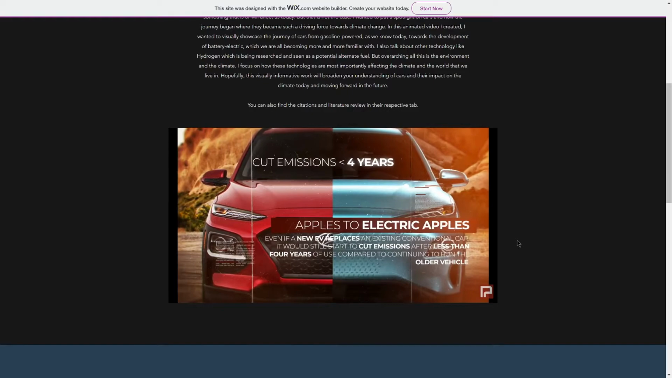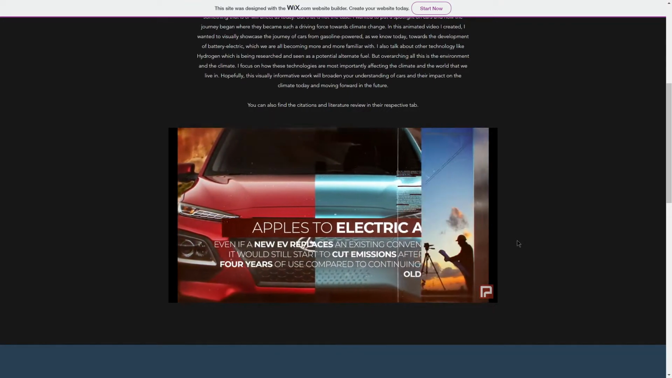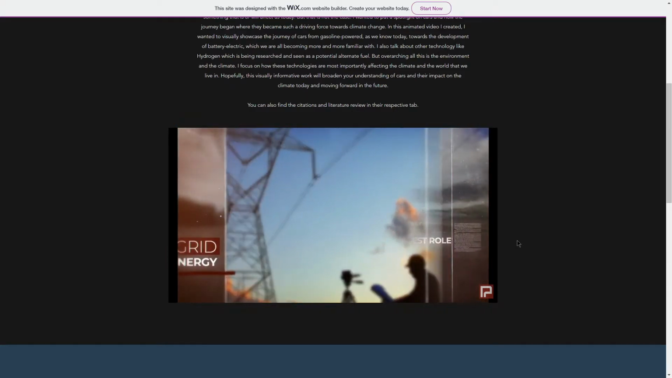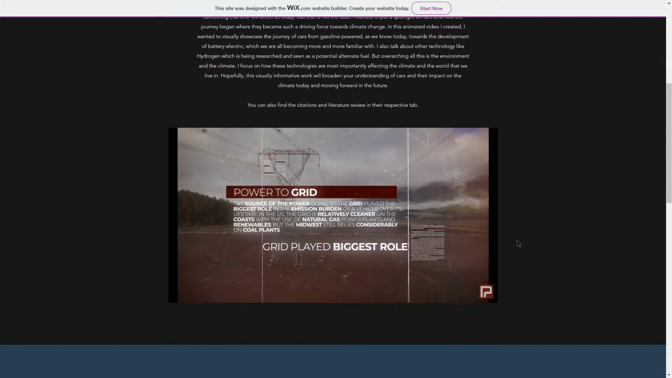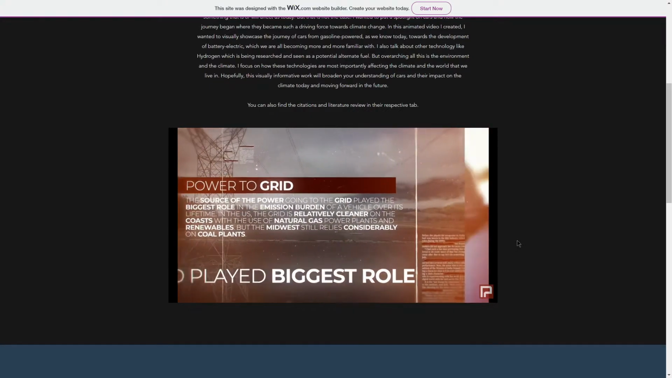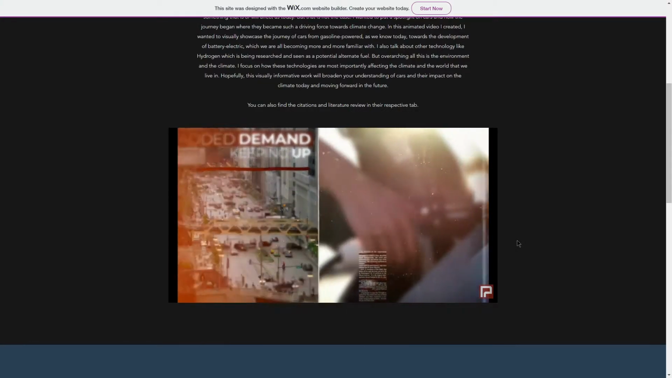So then I talk about what happens if you replace the existing gas powered car on the road with an electric car. And I'm going to talk about the source of the energy, the grid system. The grid is mainly the thing that causes the emission, because electric cars generally don't produce any emissions. It's the electric production that causes all the emissions.